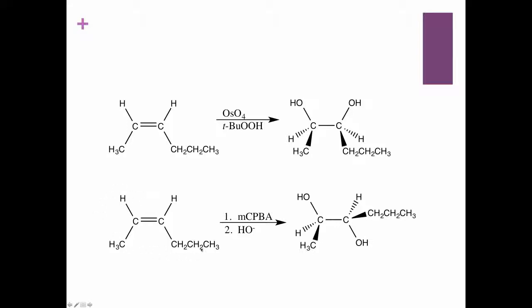If we want to add the 2 OH groups anti to each other, we're going to have to do a little fancy dancing. We're going to make an epoxide first and then do an SN2 reaction, ring opening that epoxide. So we're going to use meta-chloroperbenzoic acid, and we're going to use hydroxide.